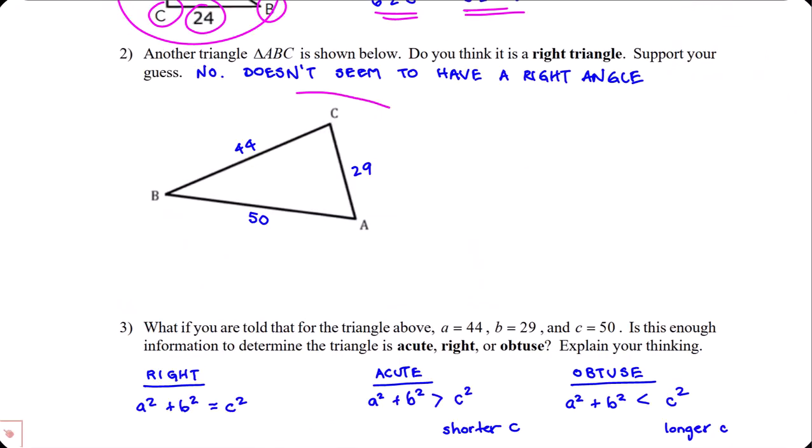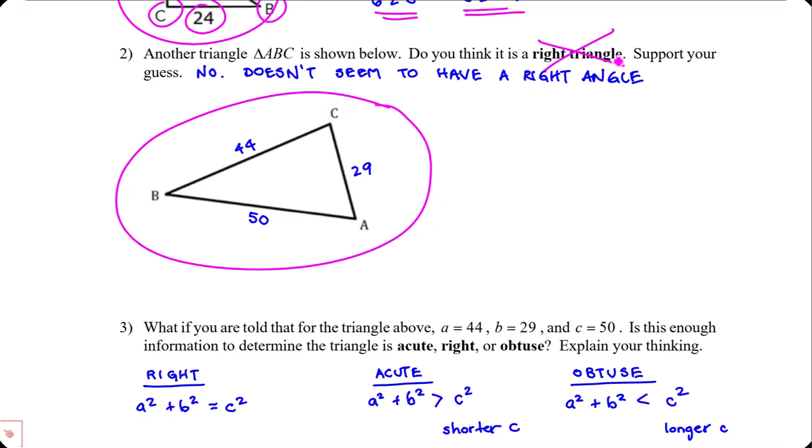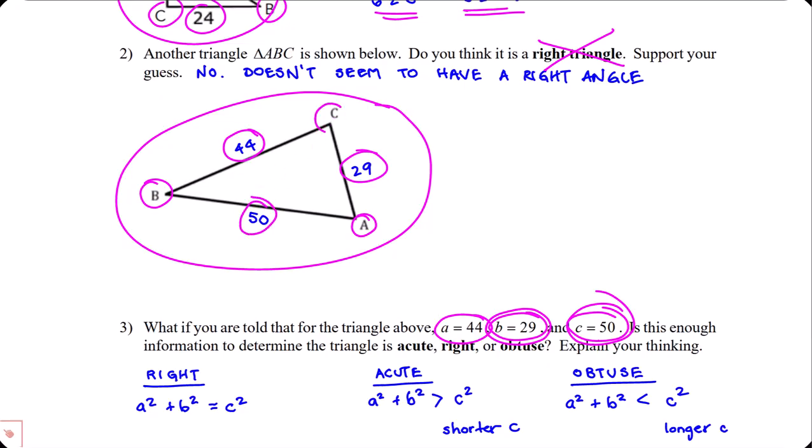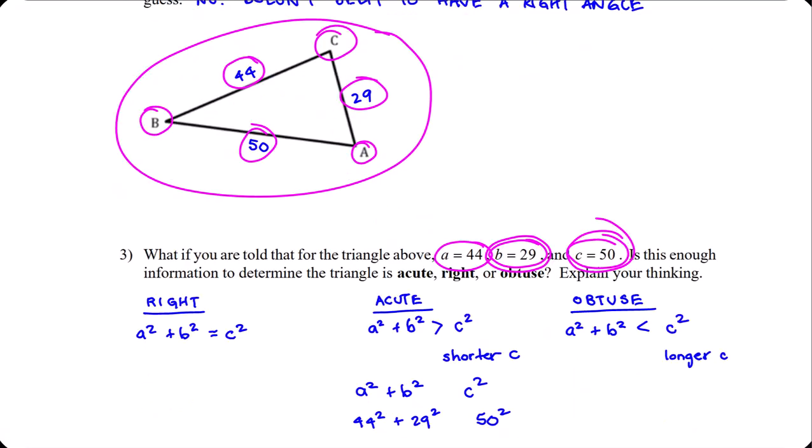Okay, looking at this triangle, it doesn't look like it has a right angle, so we don't think it's a right triangle. So what if they give us numbers for this? We have 44, opposite angle A. Again, you have to put the numbers in the right positions. 29 is opposite angle B, and 50 is opposite angle C. That's who the A, B, and C are, opposite their respective angles. Okay? So here's the thought.